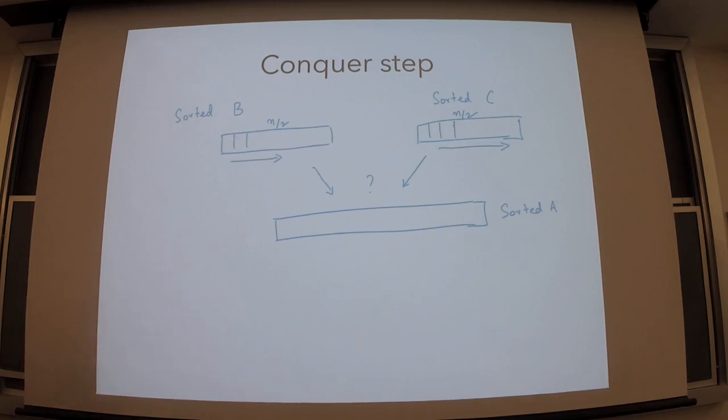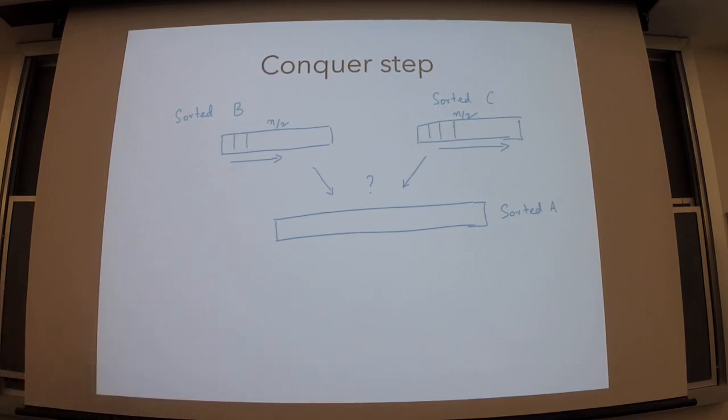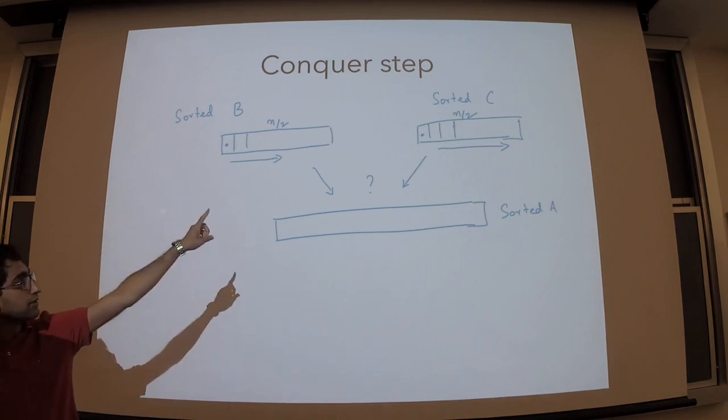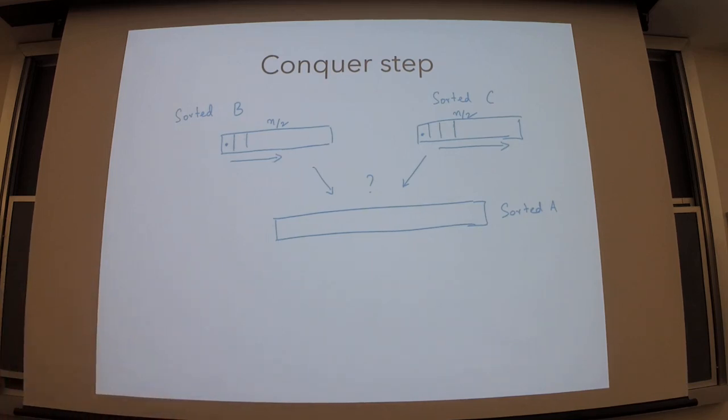Now the smallest element of A has to be one of the leftmost elements of B and C, because both of them are in increasing order. So you look at these two elements and pick the smaller of the two. That would be the first element of the sorted A. So this one is min of B of 0 and C of 0. Let's say that this was the minimum element, the smaller of the two.